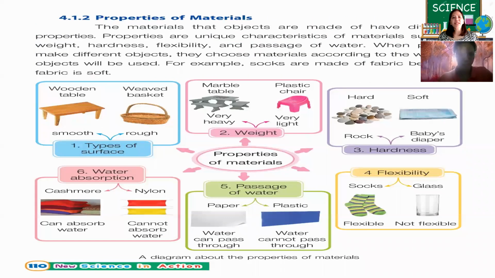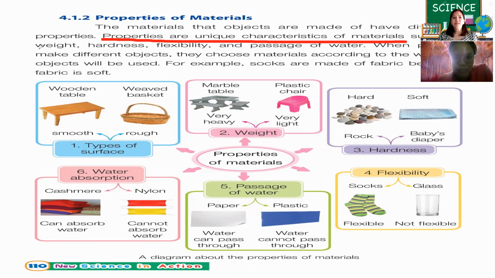Oh, this is properties of materials. Okay, we will just discuss quickly about this. All right. So just underline the things that are very important. The materials that objects are made of have different properties. Properties are unique characteristics of materials.